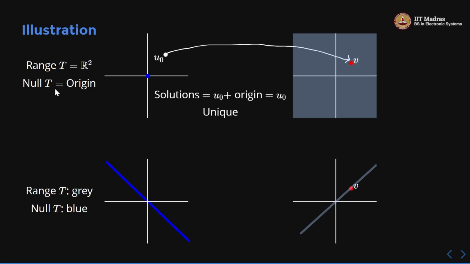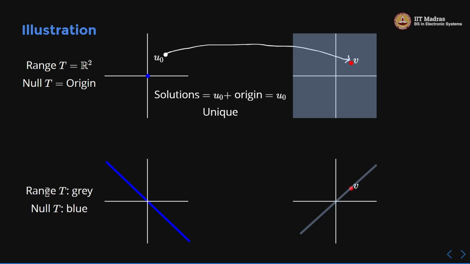So notice this interesting thing. If null T is the origin, then my solution is going to be unique. If the null space is the origin, then my solution is going to be unique for the linear system. It's a nice fact to remember. So this is how null connects to the solution for linear equations.